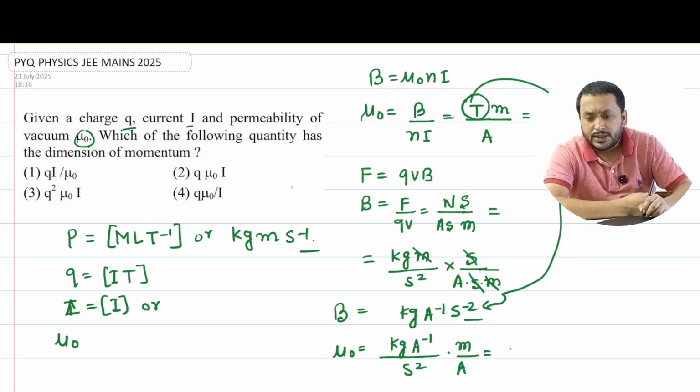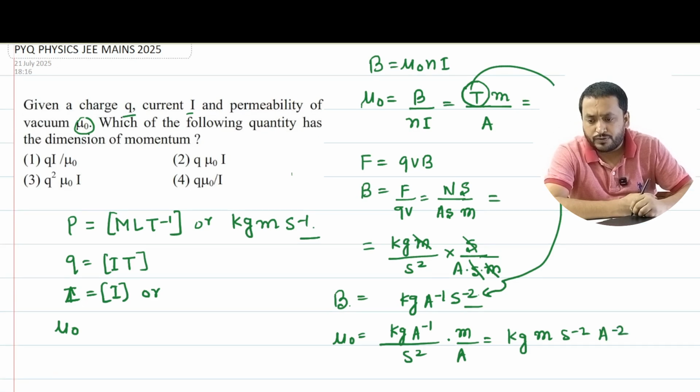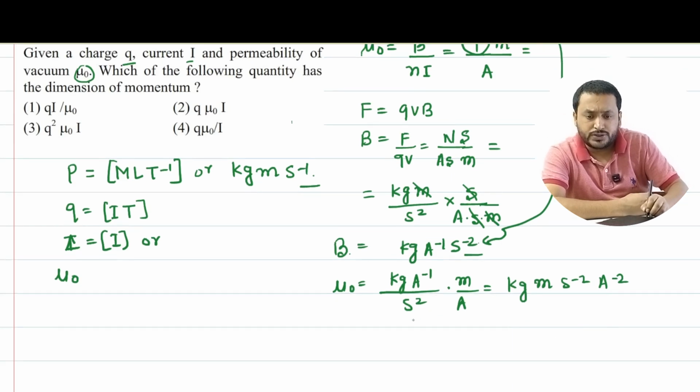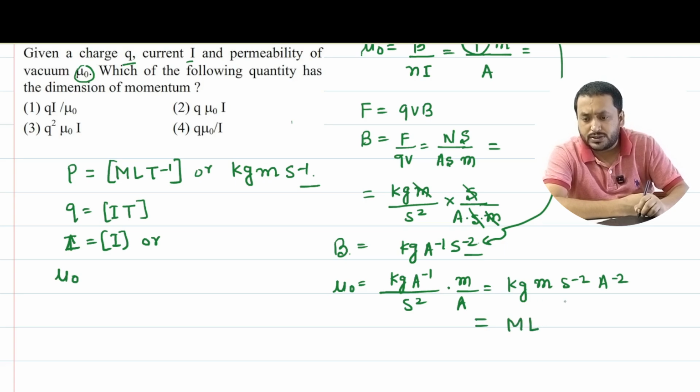So it would be kg, this ampere will go down, it will become per ampere square, but 1 meter is there, so kg meter per second square per ampere square, right? So this is the unit of mu naught. Okay, let us convert into dimension. So kg is for mass, meter is for length, second is for time, and let's say ampere be I. So I minus 2. So this is the way of finding the dimension of mu naught.